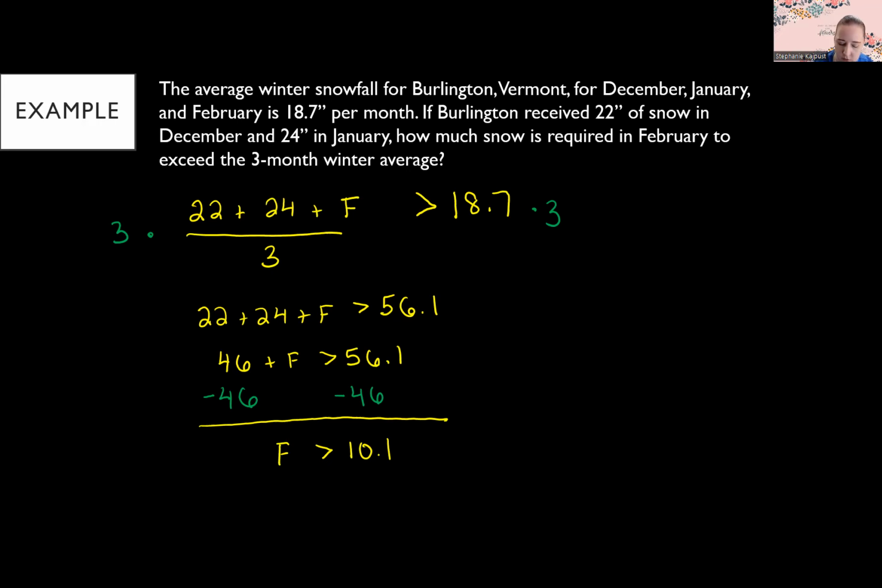So we'd be writing it down. We would say more than 10.1 inches of snow in February is required to exceed average.